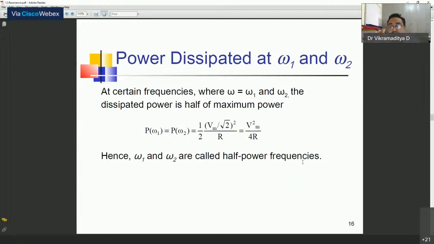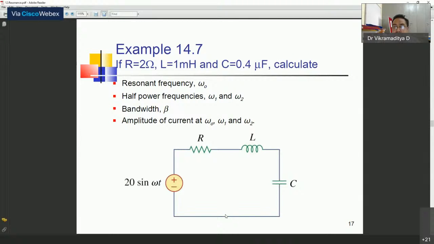Now, at certain frequencies where omega is equal to omega 1 and omega 2, the dissipated power is half of the maximum power that we have already talked about. And what is the value of this? That is half P max, and P max is nothing but Vm square upon 2R. So half will become Vm square upon 4R. Therefore, that is why I have already told you that omega 1 and omega 2 are called half power frequencies. Now, this is a simple numerical.